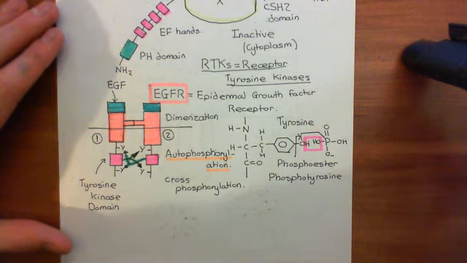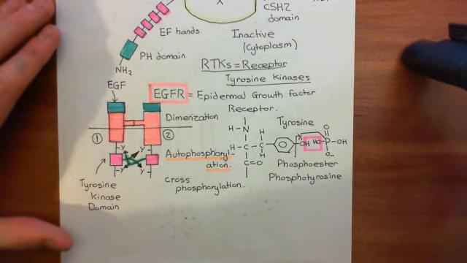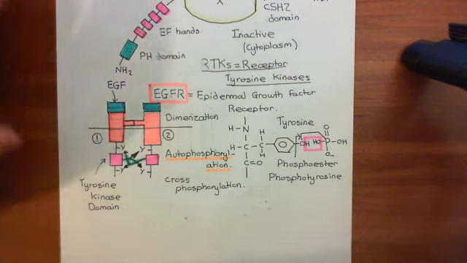So, let's now discuss how phospholipase C gamma enzymes are going to be activated by phosphotyrosine residues within the cytoplasmic domain of epidermal growth factor receptors. But we'll do that in the next video.